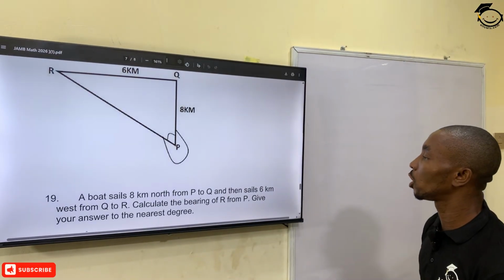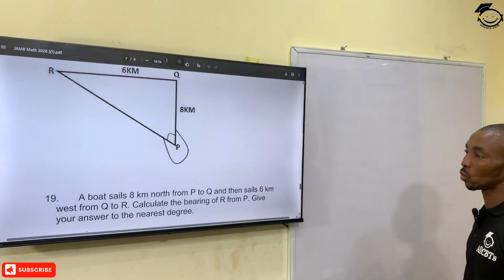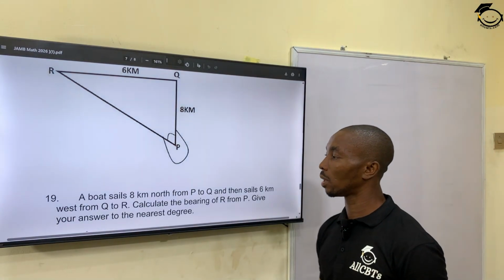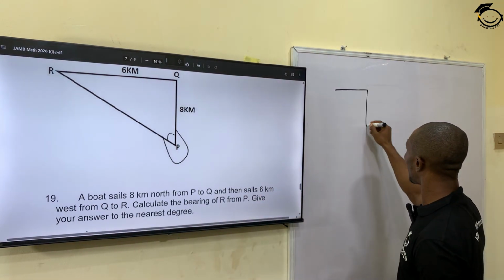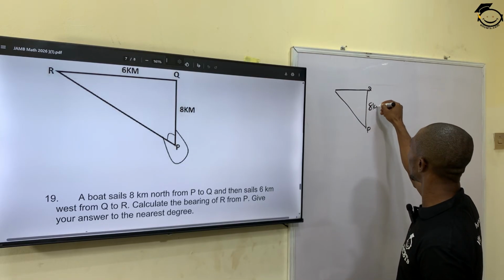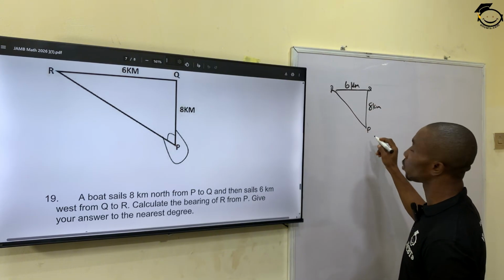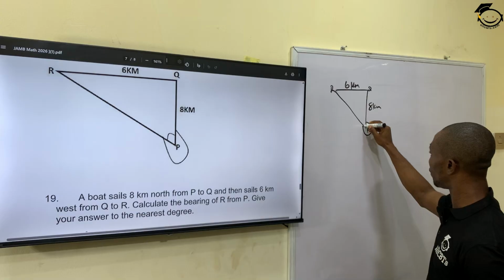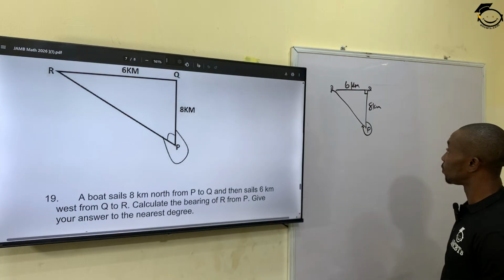A boat sails 8 kilometers north of P to Q and then sails 6 kilometers west of Q to R. Calculate the bearing of R from P and give your answer to the nearest degree. Now, there's a diagram already. So looking at our diagram, we can see that from P to Q is 8 kilometers and Q to R is 6 kilometers. Now, they say we should find the bearing of R from P. So we are looking for this angle. Already, we know that this is 90 degrees.